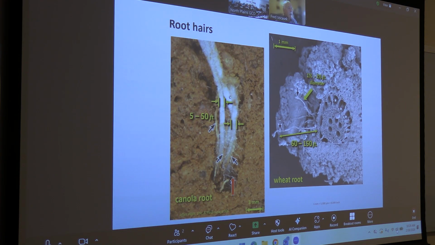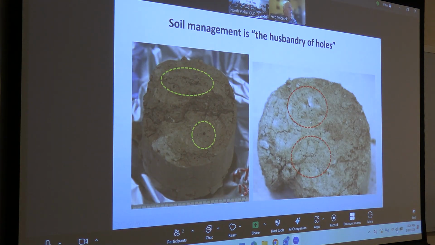So what's the impact of those things? Well, I ran across this phrase: soil management is the husbandry of holes. So what we're trying to do is manage the holes in the soil. And the reason we manage those holes is we want water to penetrate, infiltrate into the soil. We also want to provide channels for root systems to grow. If we don't have pore spaces, those root systems have a much more difficult time developing.